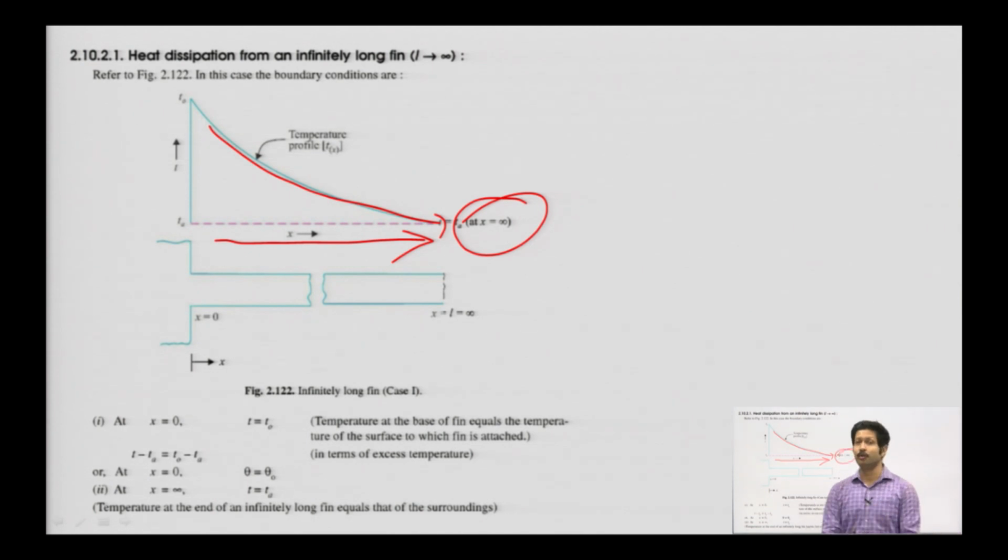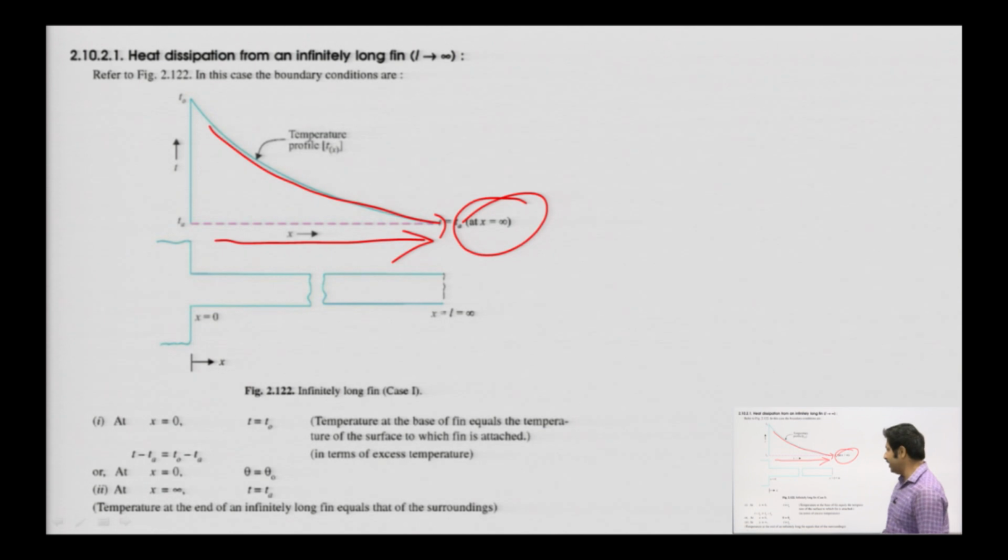See, it is not 0. This is the ambient temperature. Nothing could actually come down below the ambient temperature, because if something has to come down below the ambient temperature, you have to deploy refrigeration or air conditioning techniques. But here we are not discussing the refrigeration technique.